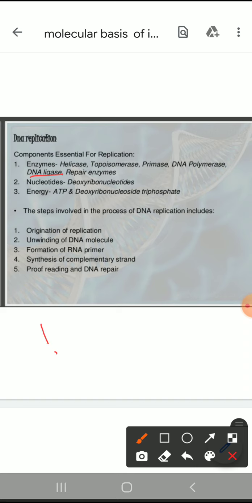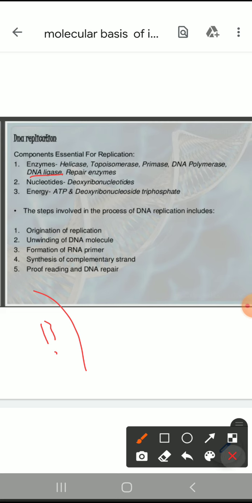Now what are the steps in DNA replication? First is the origination of replication. Second is unwinding of the DNA molecule. Third is formation of RNA primer. Next is synthesis of complementary strand, then proofreading and DNA repair. So these are the steps of DNA replication.